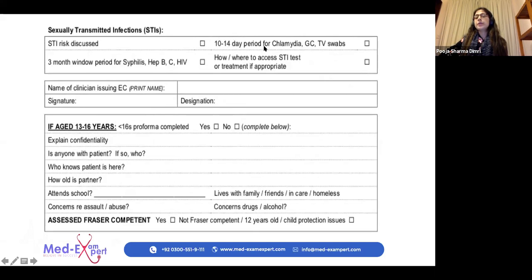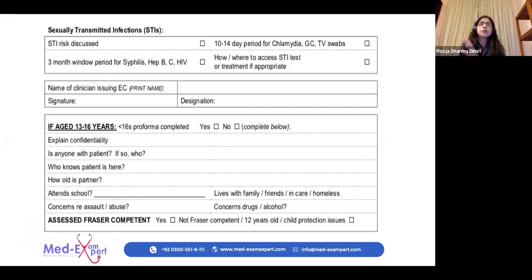There's a 10 to 14 day window period for chlamydia, GC, and trichomonas swab, and a 3 month window period for syphilis, hepatitis B, C, and HIV. So you should tell them where to access STI test or treatment as appropriate. If you take a swab now, especially if it's an unknown person she had intercourse with, it may be in the window period because she just had sexual intercourse. So you have to keep in mind the window period.